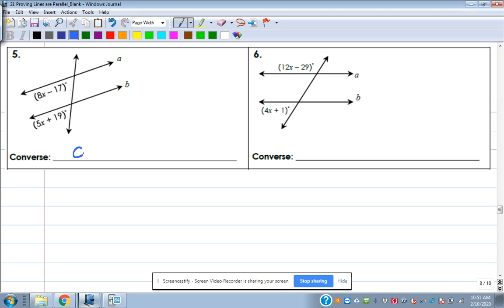Corresponding. Which means they're what? Congruent. And 3x is equal to 36, sorry. x is 12.